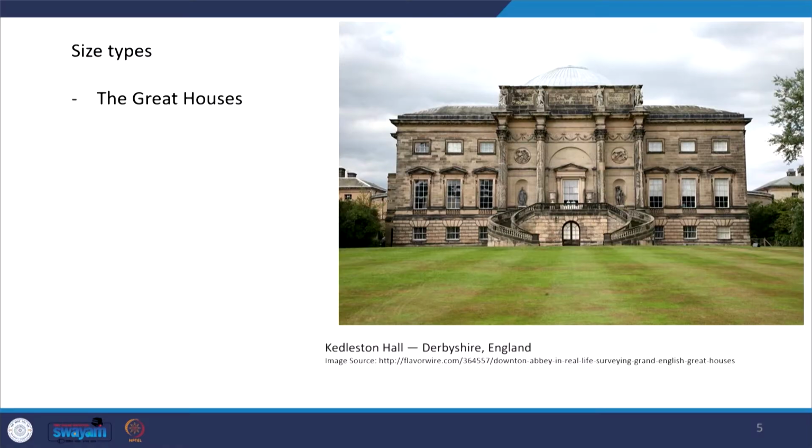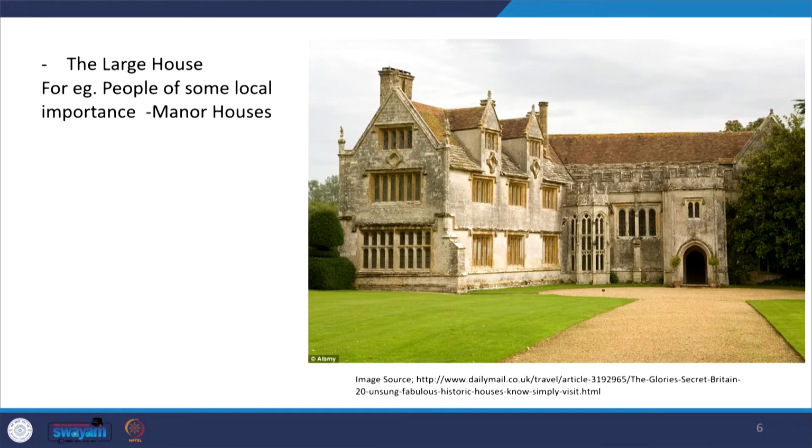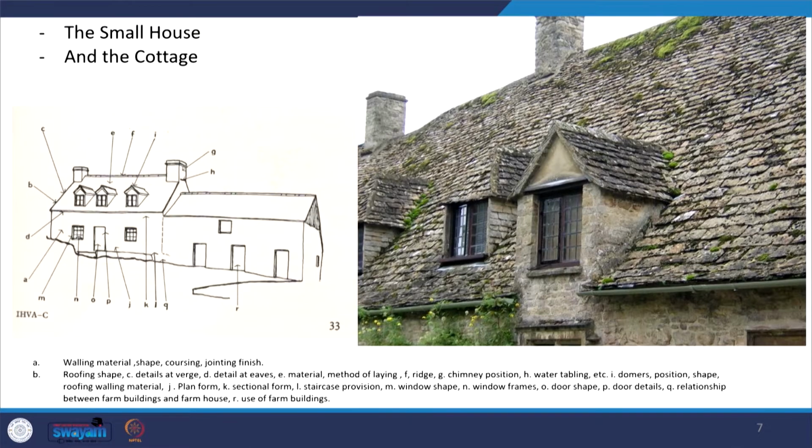In terms of size, especially in the English context, you have the great houses and large houses of people of some local importance, like the manor houses, and similarly the small and cottage houses. On our way to Dartmoor we were able to find many of these cottage houses, where even the roof was made with slates, and the dormer window, everything is made with slates, because that is the locally available material.